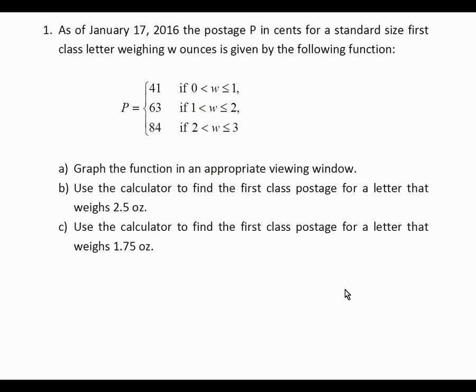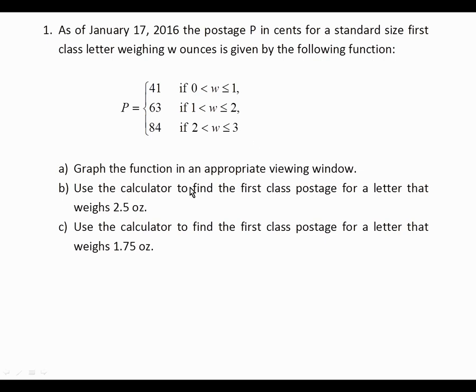Now, the first example is going to illustrate everything we need to know about feeding a piecewise function to the calculator. As of January 17th, 2016, the postage P in cents for a standard-sized first-class letter weighing W ounces is given by the following function. P is equal to 41 cents if 0 is less than W is less than or equal to 1. Now, you can't have a 0 ounce letter. That's not a letter. It's 63 cents if 1 is less than W is less than or equal to 2. And it's 84 cents if 2 is less than W is less than or equal to 3. I think if you go past 3.5 ounces, they no longer consider it first class.